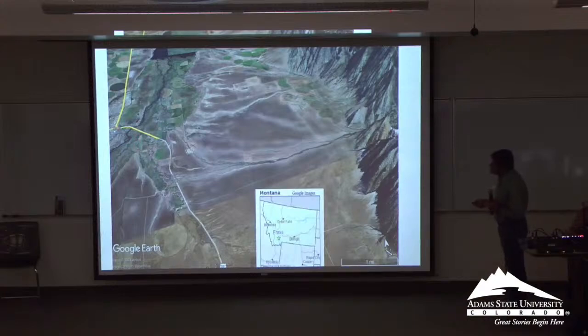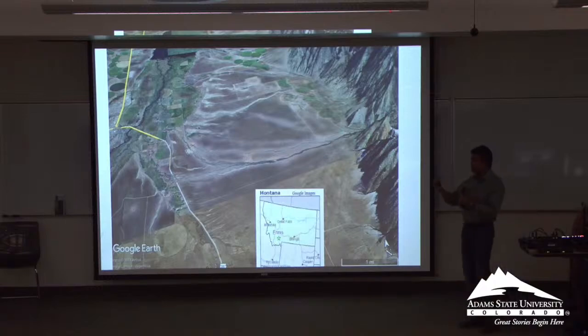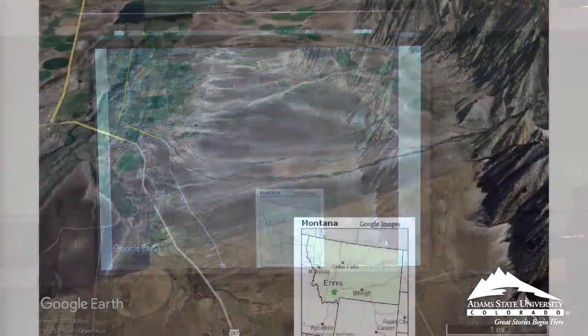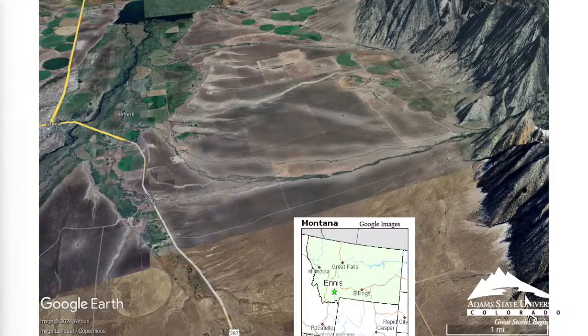This is the town of Ennis. Now this here is the fan, which is coming out of this catchment, and it's spreading out, and what it's doing is it's buffering the sediments that are coming out of the mountain front and preventing all of this from ending up in the river and the lake. So it's acting as an agent to prevent all that sediment from reaching the open water bodies.